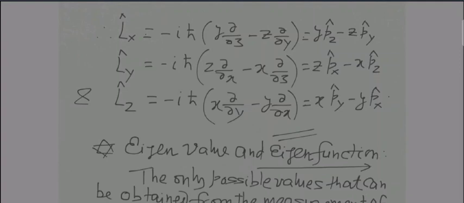So this is how the angular momentum operator looks when it is operated in the x direction. When the operator of angular momentum is operated in the x direction, we get something like this, and when it is operated in the y direction, we get something like this. And when it is operated in the z direction, it is something like this.